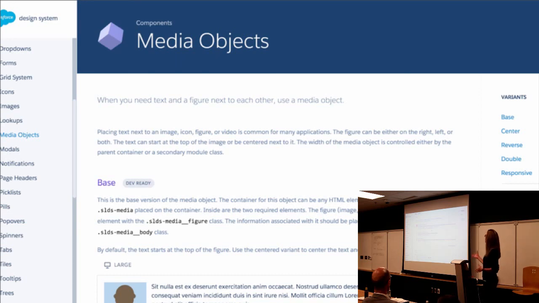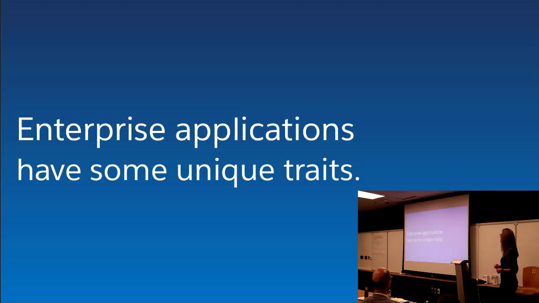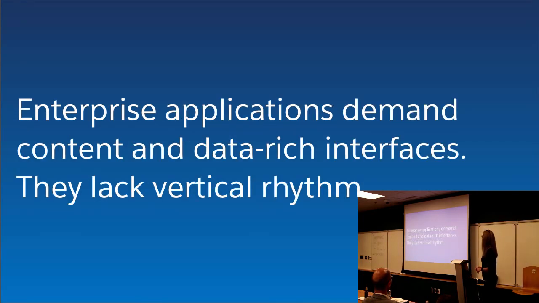So let's talk about enterprise applications, because they are different, as you know, from building a regular web page. We found some very unique traits as we went through and did these inventories. With content, enterprise applications demand data-rich interfaces. They don't have the vertical rhythm that you see on a regular web page, right? You want to put beautiful content into your UI, but your user is wanting to get a lot of things done, not see beautiful white space, right?